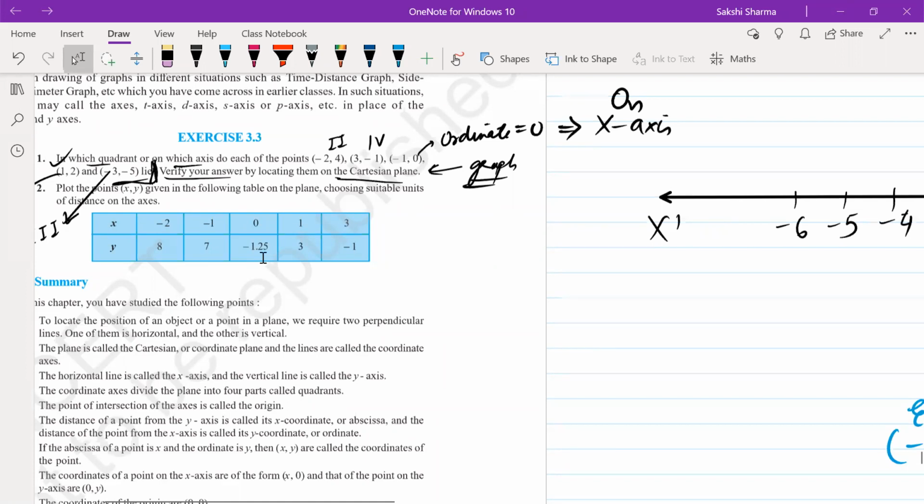Just to make that work, you can choose a suitable scale for the y-axis and you can keep the same scale for the x-axis, it doesn't matter. You can work with the normal scale, the regular scale, 1 unit equals 1 value, and you can do it accordingly. It's -1 1/4, so you can just represent it between -1 and -2. You can do it that way also. अगर आपको scale change करना है, आप scale change करके भी कर सकते हो.